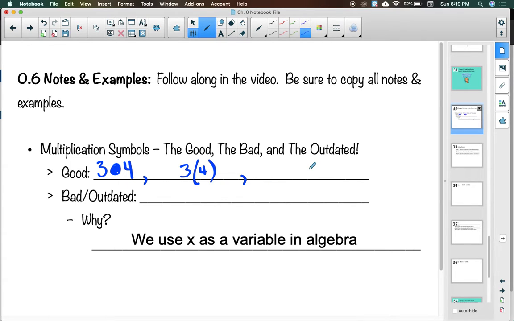Another way to show multiplication would be to put a number in front of a variable, like 3y. 3y, if a number is right next to a variable, I know it means to multiply those two numbers together.